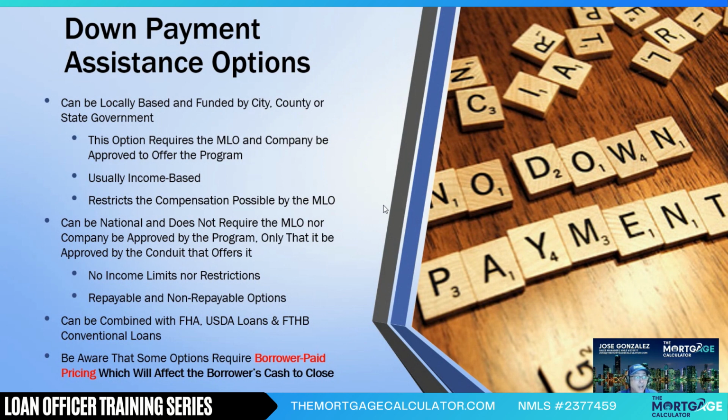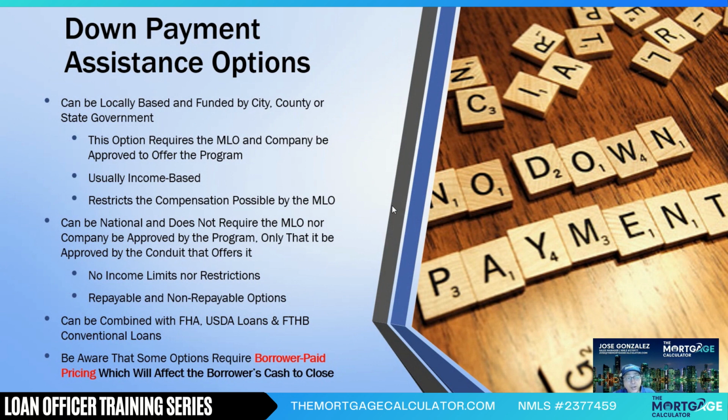Now, most of the DPA options out there have different ways you can use them, right? Some are only for FHA, some are FHA USDA, some you can use for conventional as well. The options that we're going to be going over tonight, the forgivable option is available for USDA and FHA loans only. The repayable option is for FHA loans only.